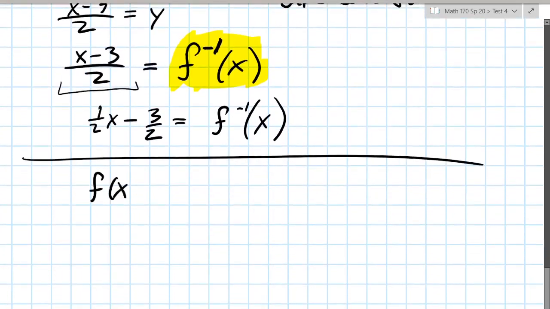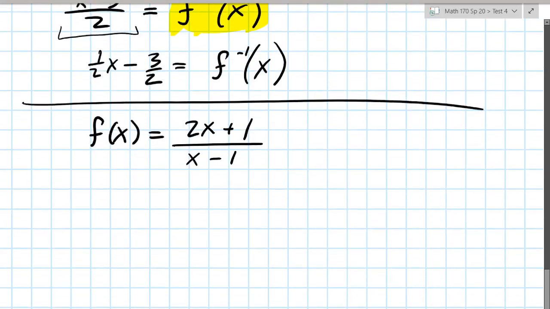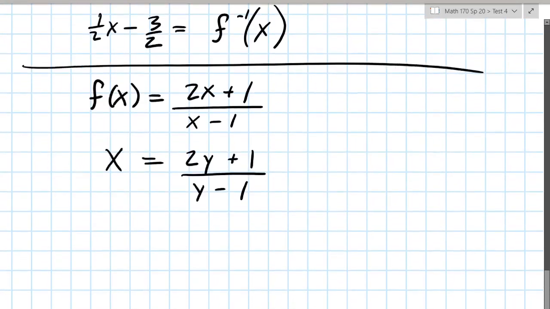If we have f of x equals 2x plus 1 over x minus 1, we would like to find the inverse function. So we'll swap out x's and y's. So x is equal to 2y plus 1 over y minus 1. Step 2, we need to solve for y. Since we have fractions, and we don't really like fractions, let's clear them out by multiplying both sides by the common denominator, y minus 1.